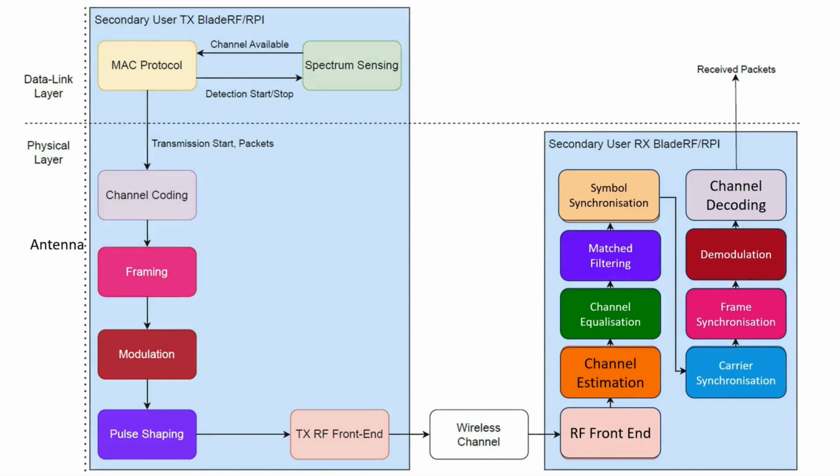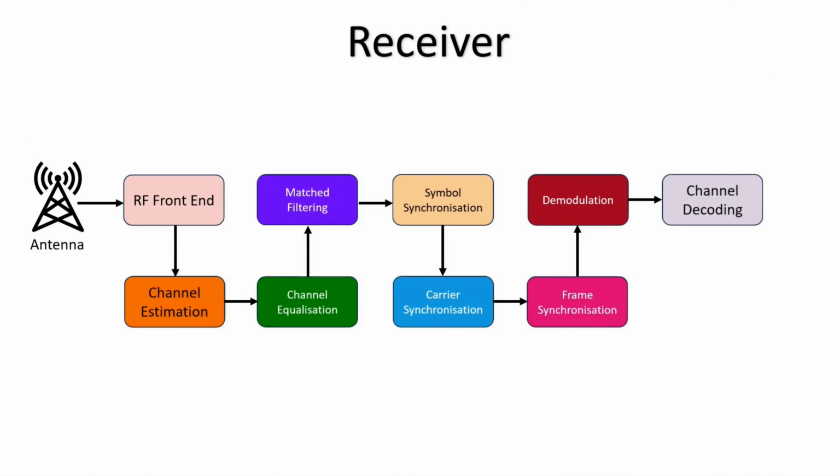On the receiver side, the received signal will first go through preamble detection and channel estimation to identify if the incoming packet is valid. Then, using this estimation, the equalization subsystem will try to undo the channel effects with an adaptive algorithm, and the signal will be matched filtered to maximize the signal-to-noise ratio before going through symbol synchronization to find the optimal sampling time.